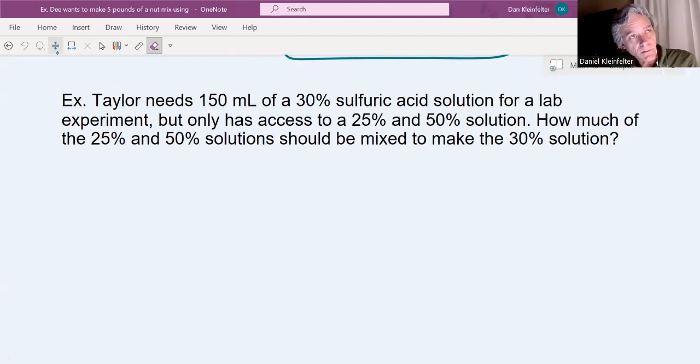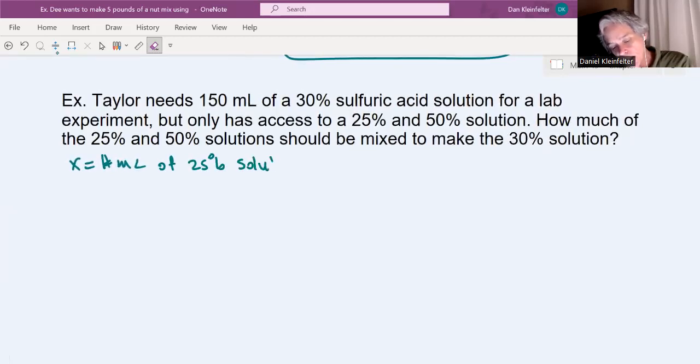The quantities that we have are the total volumes of each solution and the amount of acid, fruit juice if you like, within each component ingredient. So for this one, I'm going to let X be the number of milliliters of the 25% solution. So it's like 25% acid and the rest is water or something, or it's fruit juice and water, whatever. Y will be the number of milliliters of the 50% solution.